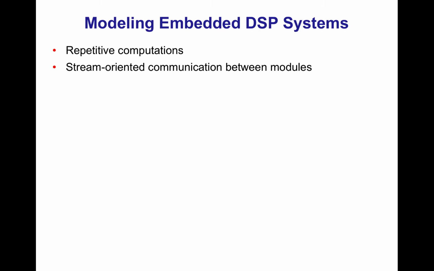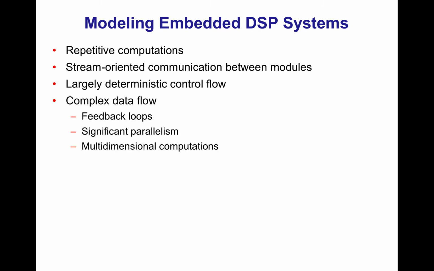Also, the different components in a signal processing system have stream-oriented communication, where data passes along sequences from the outputs of computations to the inputs of other computations that use that data. And as I mentioned earlier, signal processing systems have largely deterministic control flow, so we would like to use models of computation that can capture this deterministic behavior when it exists, so that we can exploit it to improve predictability. As it turns out, exploiting such determinism can also increase the power of the optimization techniques that we use.